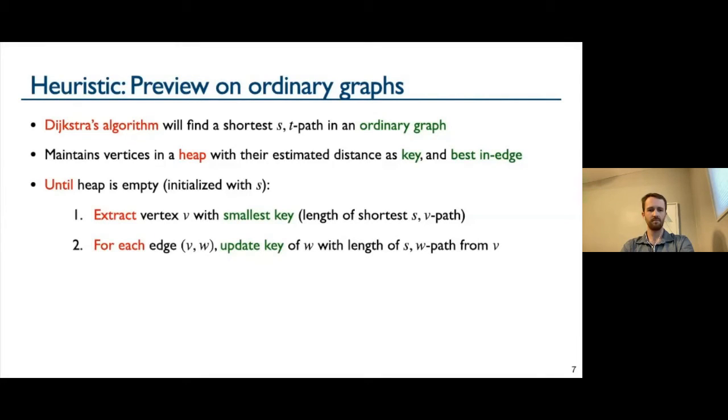Then, for each out-edge of V, edge VW, we update W's key with the length of the best SW path we have so far. And then we hold on to the best in-edge to W. Finally, we recover the shortest ST path starting from T using the best in-edges stored in step 3.